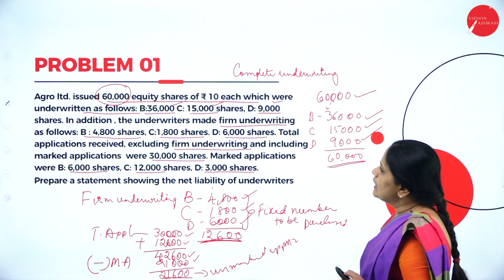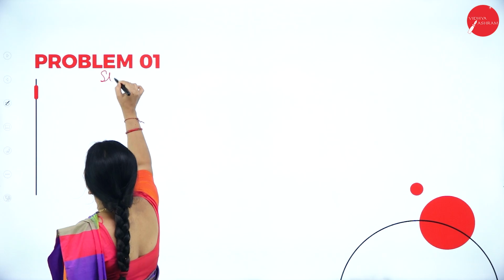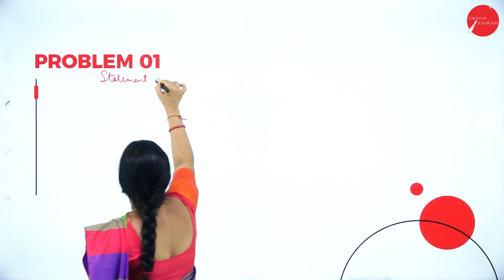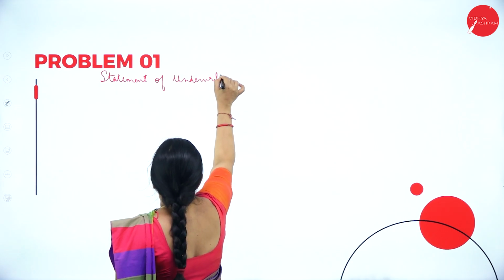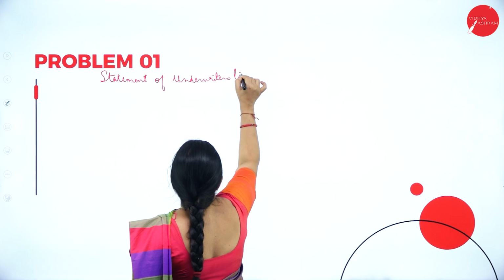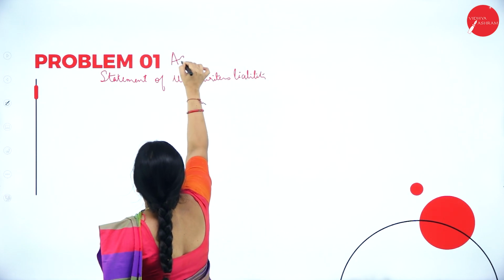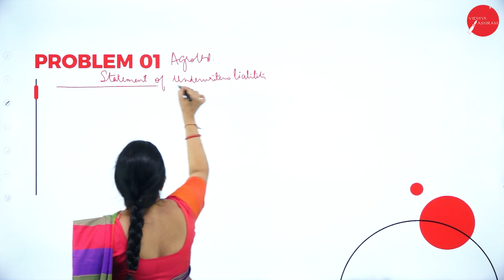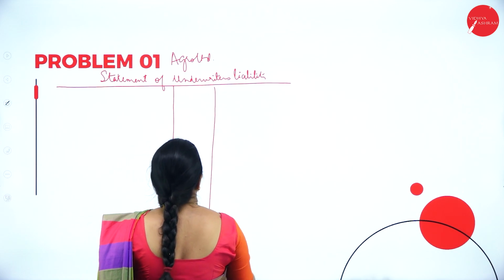Now, we will work out this problem here. I write here the statement of underwriters' liability. In the books of Agro Limited, we have the statement of underwriters' liability.